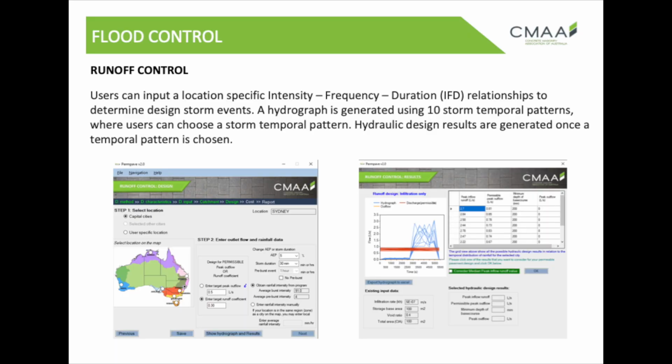Firstly, I just want to talk a bit about runoff control and how PERMPAVE includes this. In the PERMPAVE program, users are able to input a location-specific IFD curve, and from here we can design our stormwater events. A hydrograph is then generated to provide you with 10 different temporal distribution patterns, where the user can choose a mean distribution pattern or any of the ones listed over there.